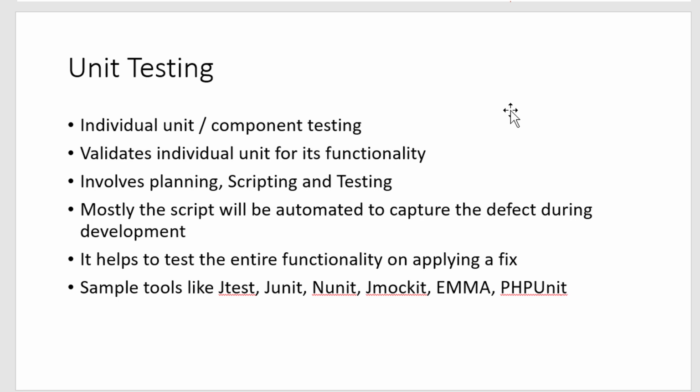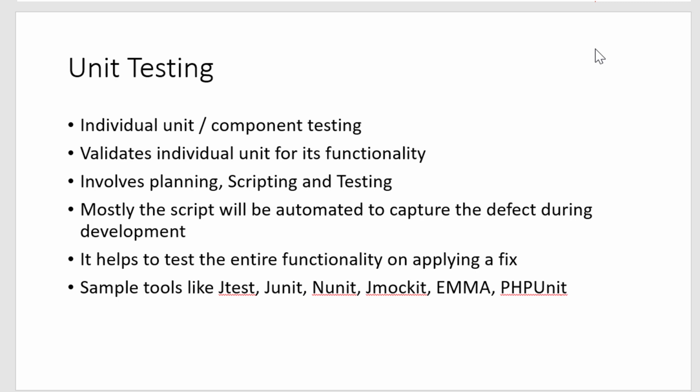Most of the time, we will try to automate this particular scenario so that we can validate the functions and the boundary conditions, whether it is achieved or not, by having a separate script that would get executed. So it's going to help to test the entire functionality, and we can apply the fix as well, whenever we are making a small change in a piece of code.